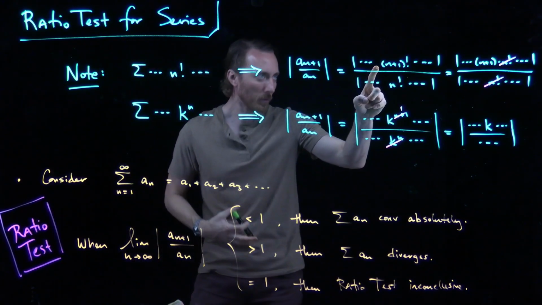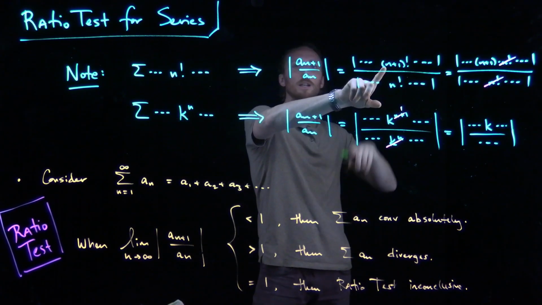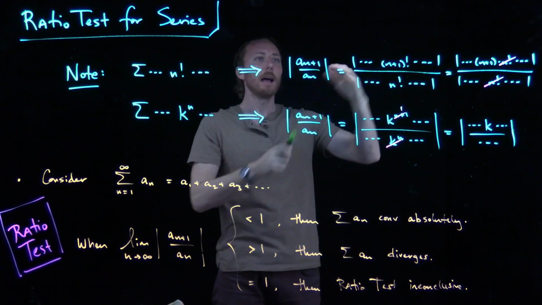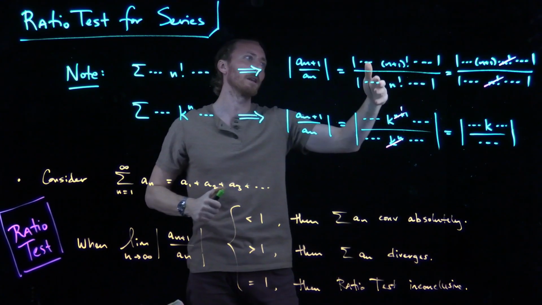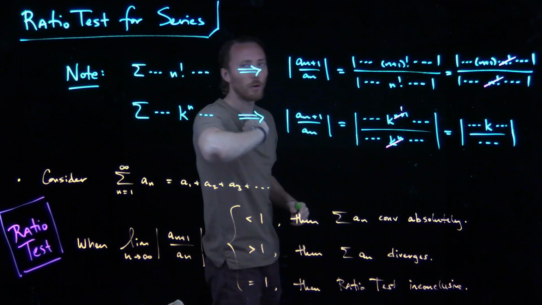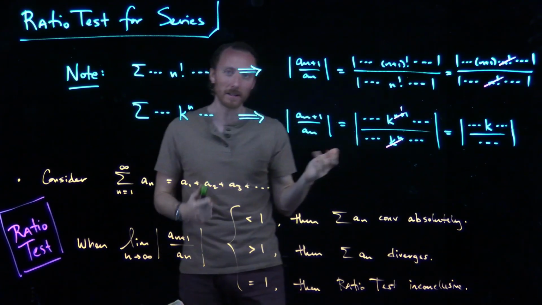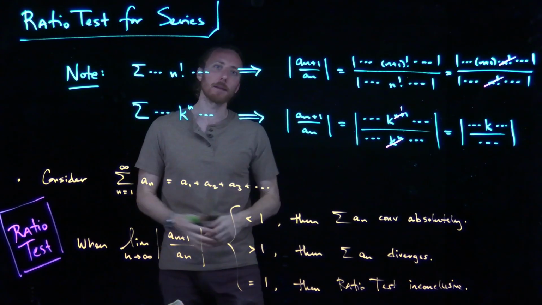Well, upstairs we have (n plus 1) factorial. Downstairs we've got n factorial. So this would be like n plus 1 times n times every number less, right? n plus 1 times every number less than n plus 1, which would include the number n if you think about it. This would be like 5 factorial over 4 factorial. And in the expansion of 5 factorial is a 4 factorial and just one extra term, namely the 5.